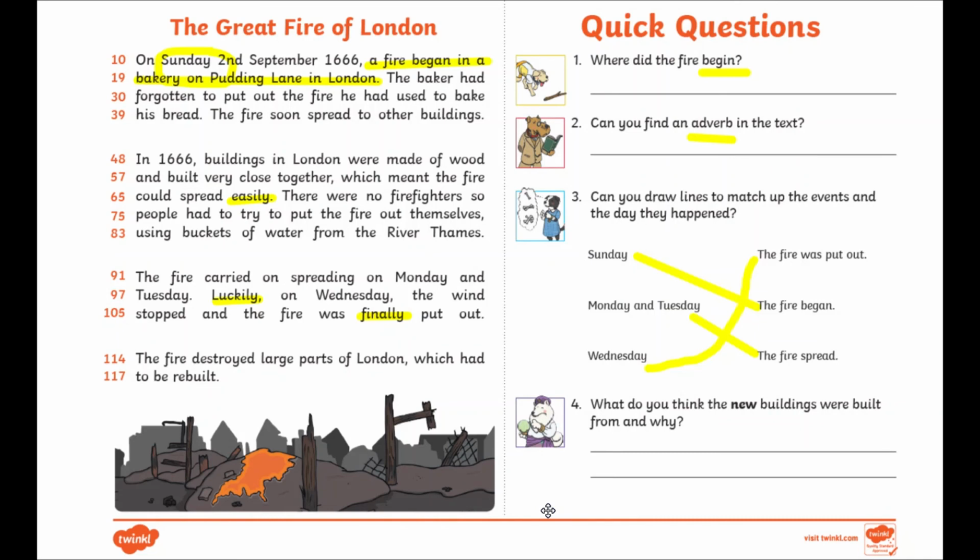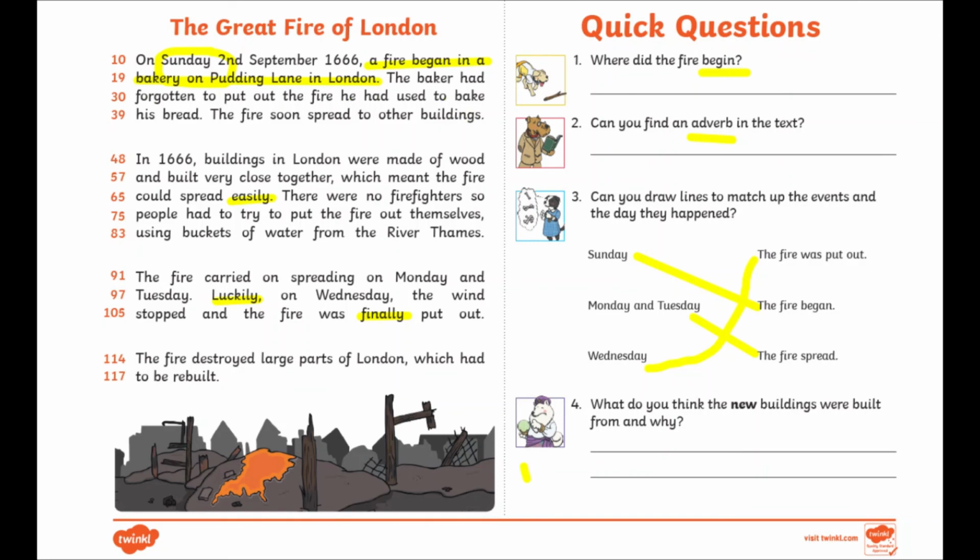And finally, we will look at the last question. So you can remember this one is a prediction question. We've got predicting Pip here, looking into her crystal ball to see what's going to happen in the future. So the question says, what do you think the new buildings were built from and why? So the first thing we need to do is to find out what the old buildings were built from. So let's have a little look through the text to see if we can find maybe the word built, or the word build, or the word buildings. Let's have a look.